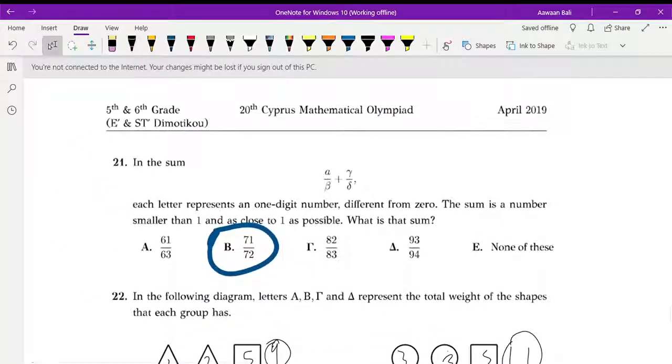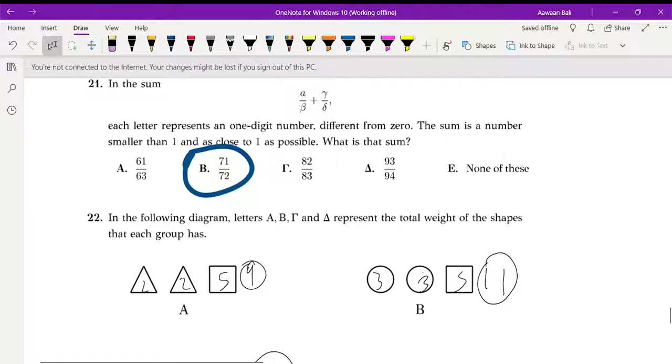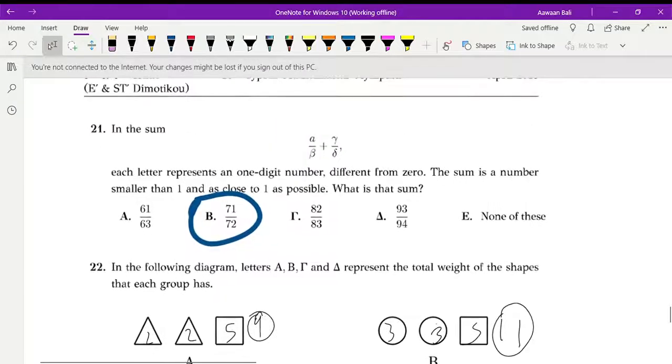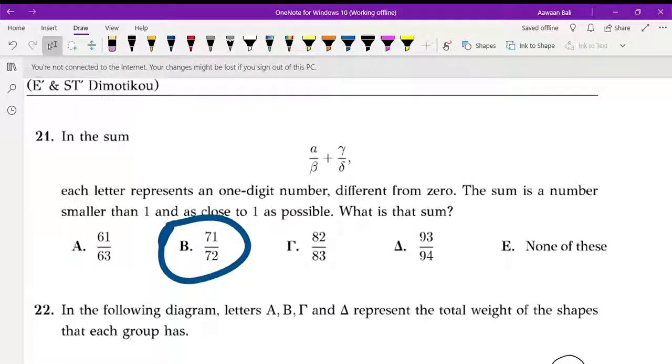question number 21. In the sum, each letter represents a 1-digit number different from 0. The sum is a number smaller than 1, as close to 1 as possible. What is that sum? Okay, so that means when you're adding, you always have to take the LCM, standing for lowest common multiple. Let me just write that.